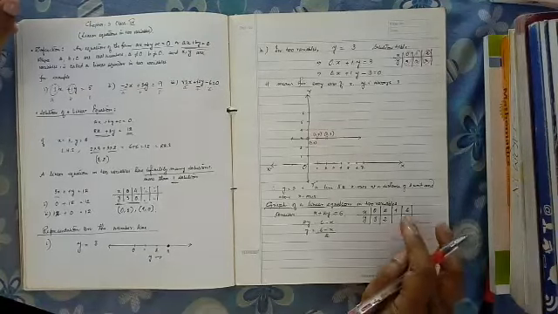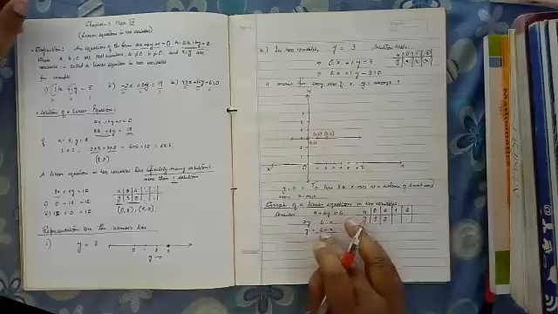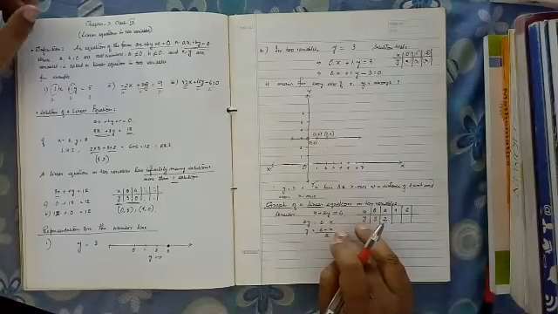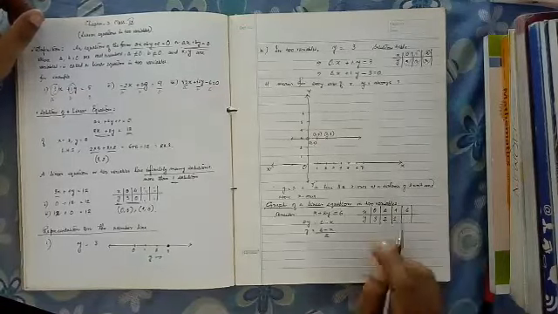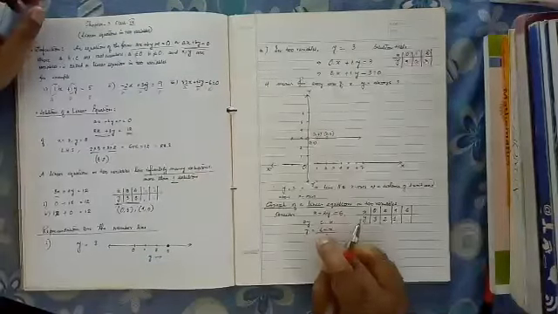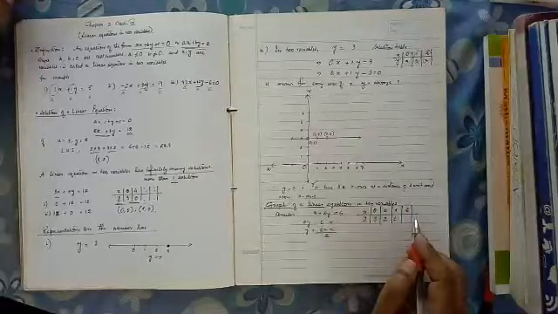When x is equal to 4, 6 minus 4 is 2, and 2 divided by 2 is 1. When x is equal to 6, 6 minus 6 is 0, and 0 divided by 2 is 0.